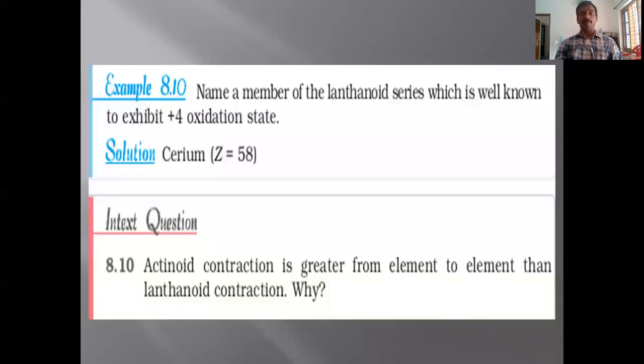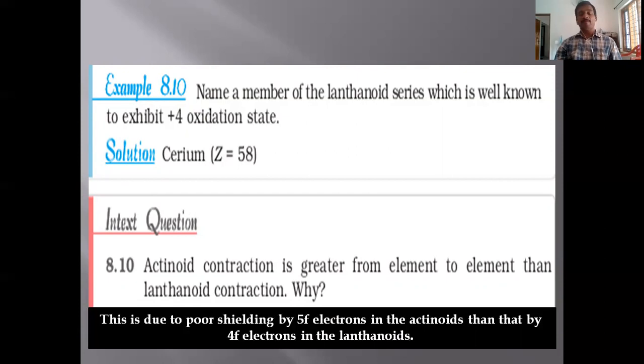Now see some questions. Name a member of the lanthanide series which is well known to exhibit +4 oxidation state. Cerium is an example, because in +4 state it will get a 4f0 configuration. Another question: actinoid contraction is greater from element to element than lanthanoid contraction. Why? Because of the poor shielding effect of 5f electrons in the actinoids and that by 4f electrons in the lanthanoids. Okay, this chapter is over and we can stop this discussion here.